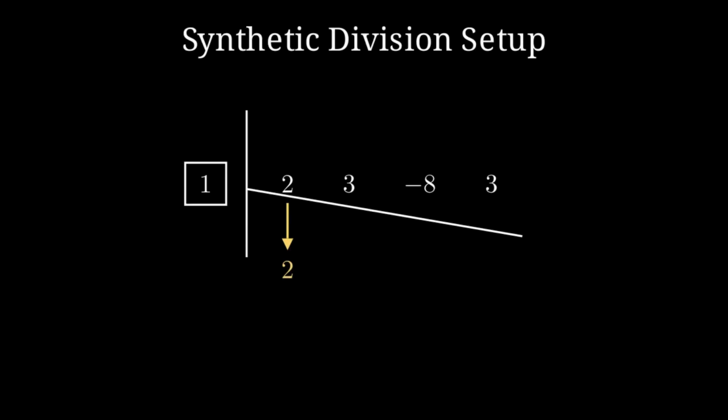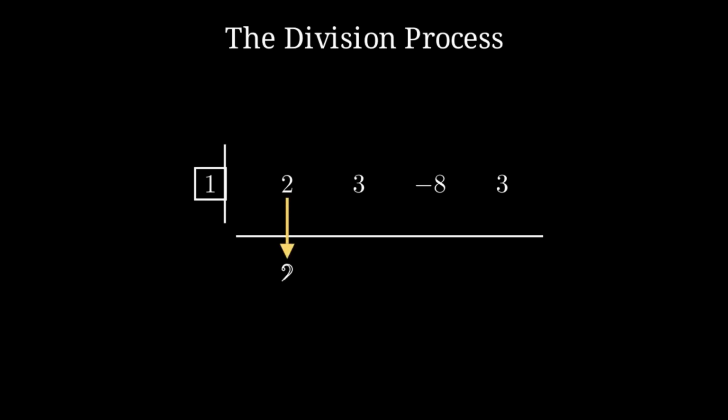We will start by testing x equals 1, which is often the easiest candidate to evaluate first. Bring down the 2, multiply by the root 1, and add it to the next coefficient. Repeat this process until you reach the end.